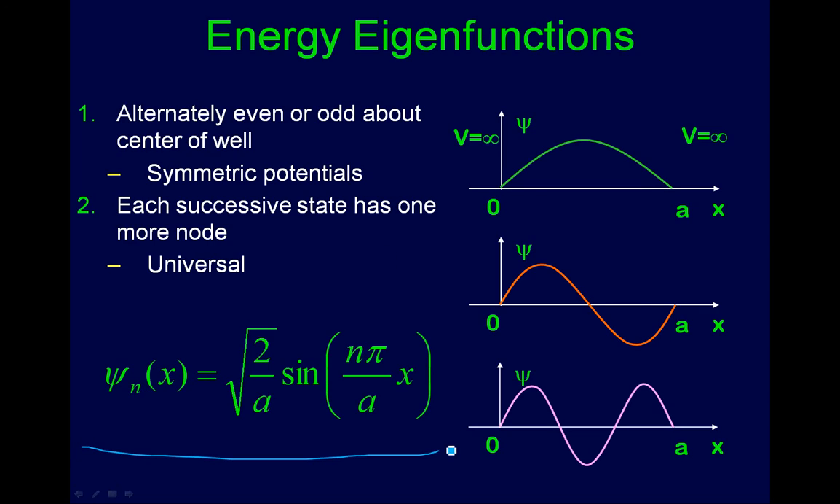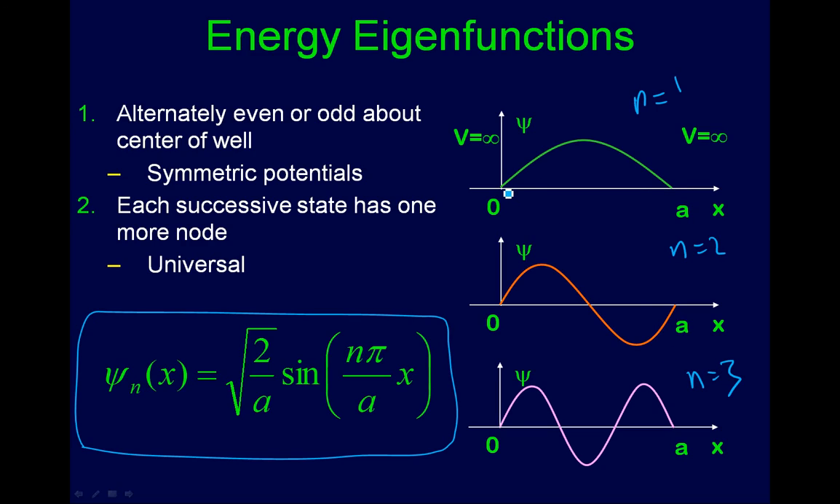So again, this is our solution for the infinite square well. This is our energy eigenfunction for it. This is one equation, but there's an infinite number of these. Here we've got the first 3: here's n equals 1, n equals 2, n equals 3.